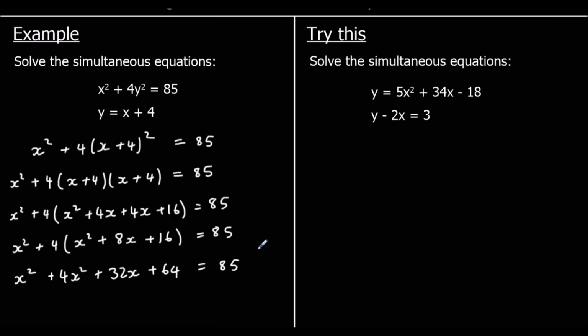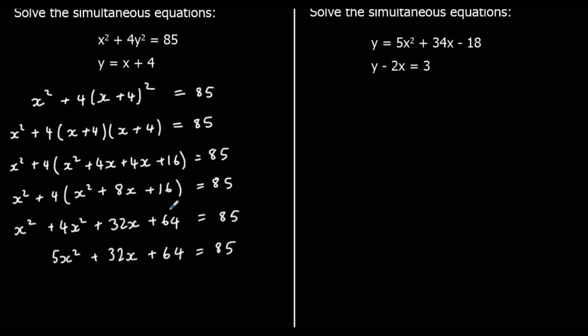So let's collect our like terms. x squared plus 4x squared is 5x squared. So we've got 5x squared plus 32x plus 64 equals 85. And we need to make it equal to 0, so let's take 85 away from both sides. So we've got 5x squared plus 32x minus 21 equals 0.